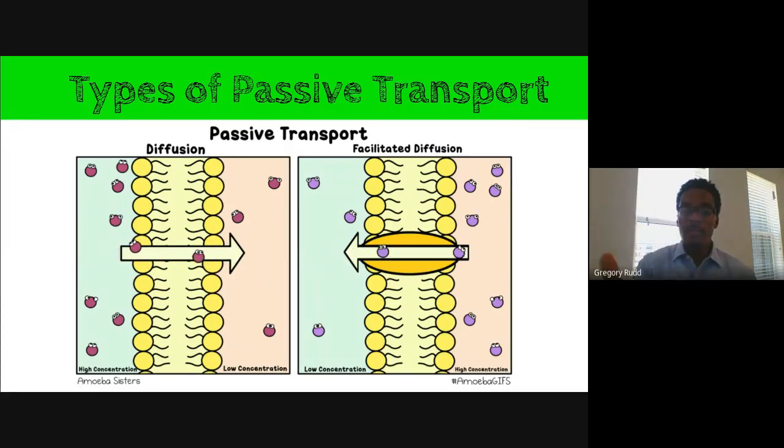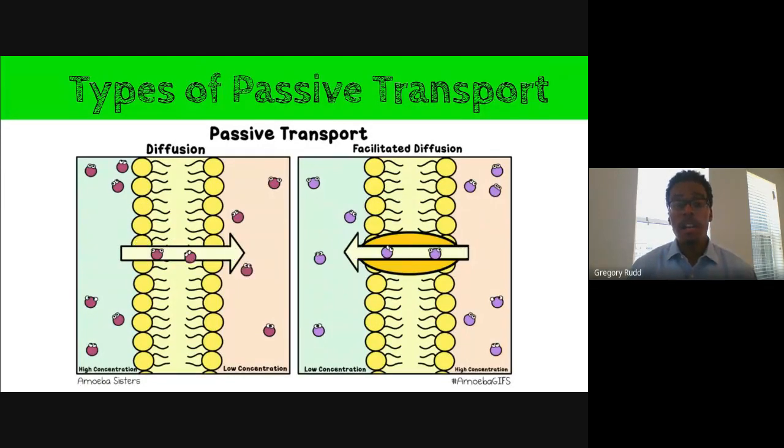On the right, we should note that there's this hamburger or hot dog bun shaped protein. That's actually a tunnel that is allowing the molecules to move through it. So facilitated diffusion requires that tunnel. We should also note that in both cases, the molecules are moving from the area of high concentration to the area of low concentration. That's what passive transport is all about.